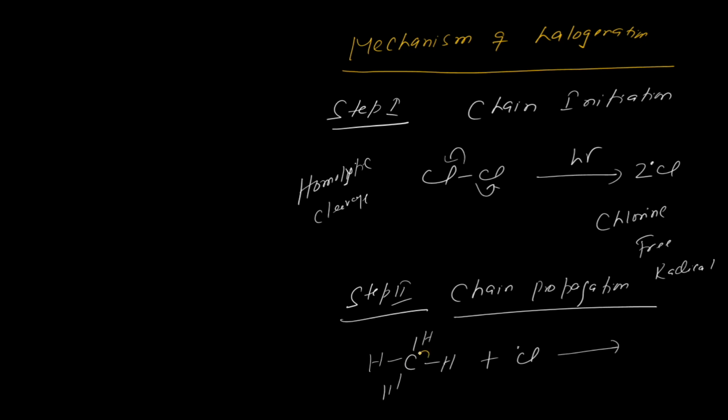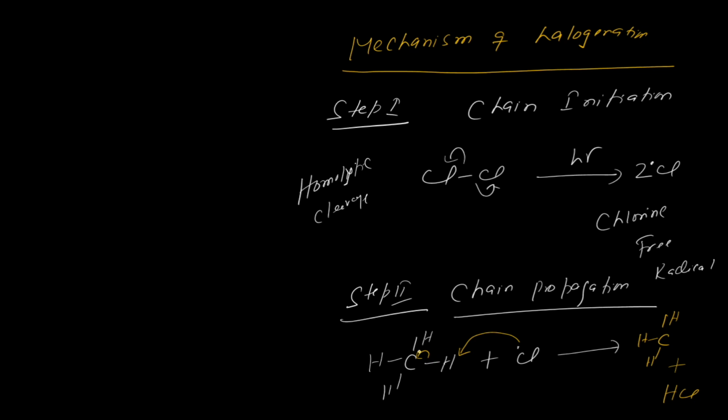Carbon is more electronegative than hydrogen, so it will take the shared pair of electrons, and the odd electron of the chlorine free radical will get attached to this hydrogen and form HCl. Now what will happen? This is methyl, and it has taken its own electron.